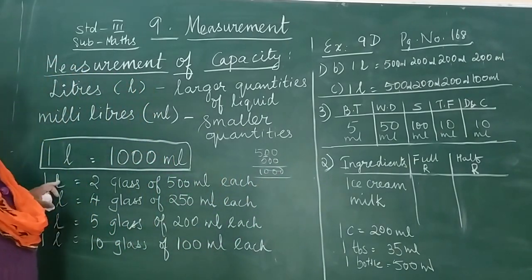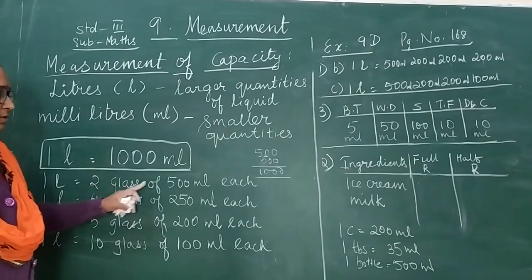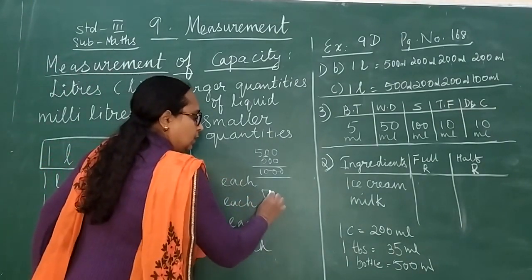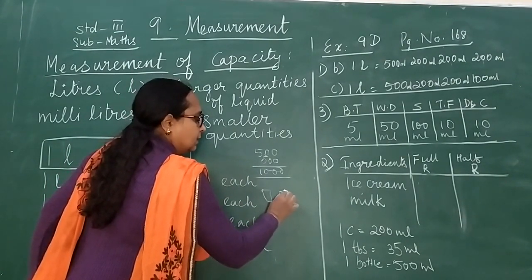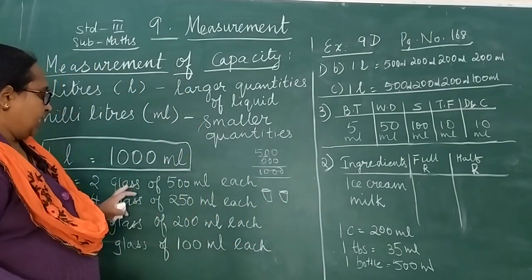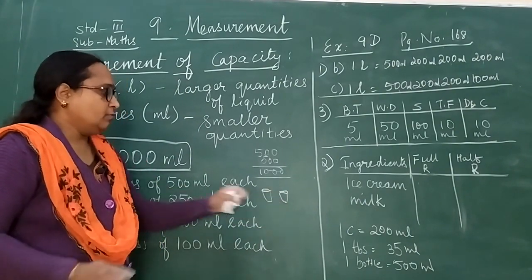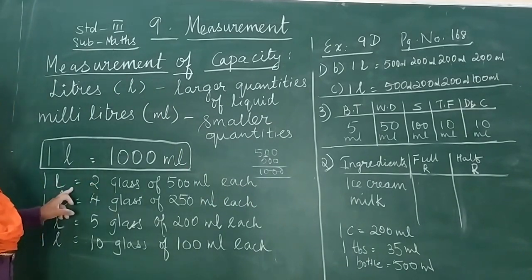So when you have 1 liter of milk, you can fill 2 glasses of 500 ml each. You will have 500 ml of milk in this glass, 500 ml in this glass. So 2 glasses of 500 ml each you can have for 1 liter of milk.